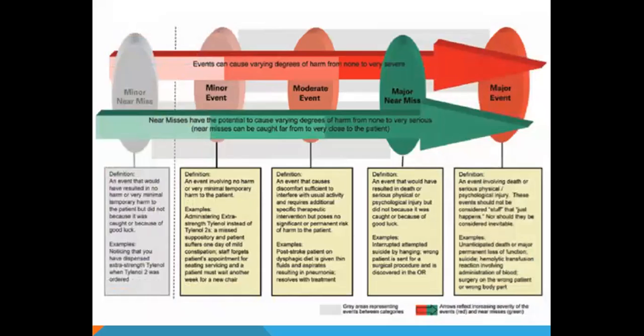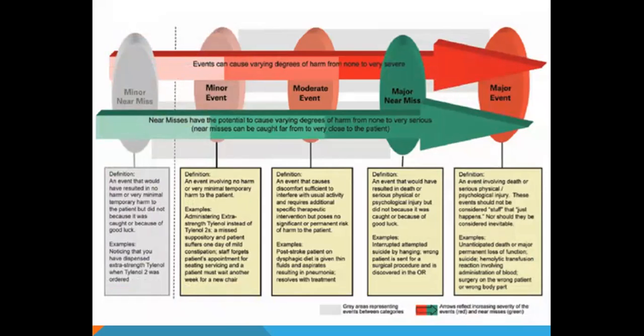According to various typologies of adverse events, various events can occur during patient treatment. For example, there are near-miss events, which involve no harm or minimal temporary harm. Then come minor events, which involve no harm or very minimal temporary harm to the patient. Then come moderate harm events, which include any event that causes discomfort sufficient to interfere with usual activity and requires additional specific therapeutic intervention, but poses no significant harm.